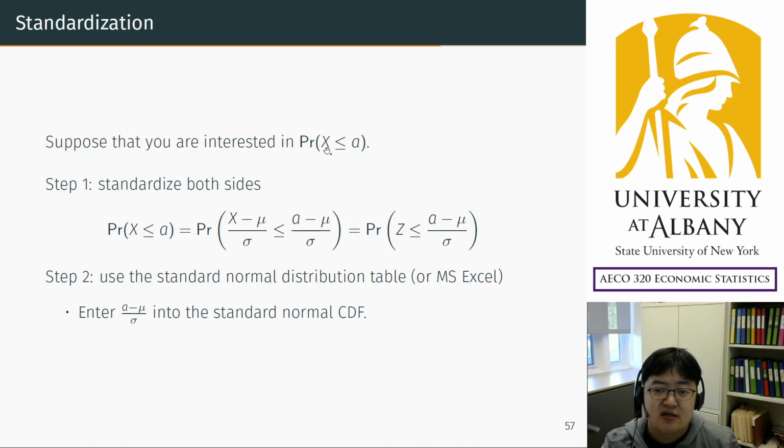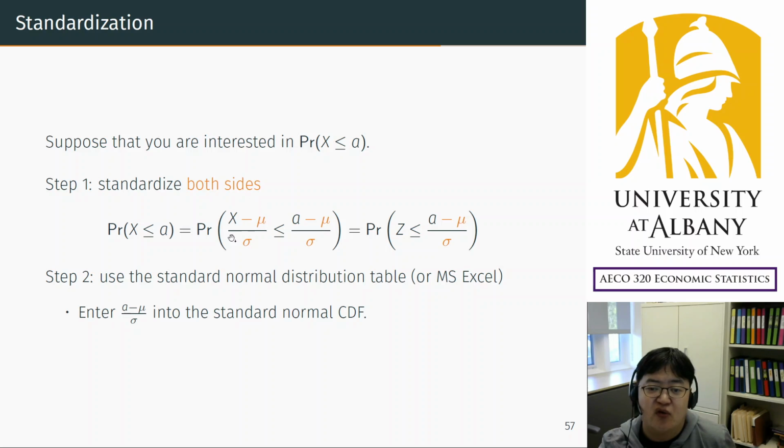So our goal is to make X into Z, right? We have to subtract the mean and divide by the standard deviation. But what you have to remember here is that the inequality must remain the same. To keep the inequality the same, you have to do the same manipulation on the other side of the inequality. That's a simple mathematical principle. So X smaller than or equal to a is replaced by this inequality, which is mathematically equivalent.